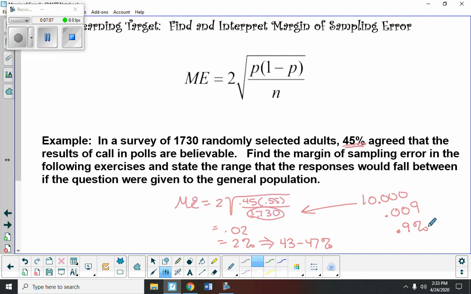And that's it for this lesson. It was just a short little one. You're going to work on your review, and there are a few questions for you to practice margin of error. We're not spending a lot of time on it, and then you'll have a test on this.